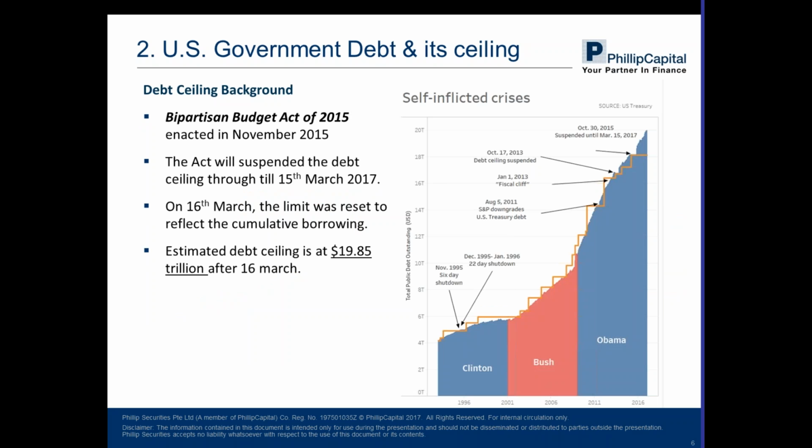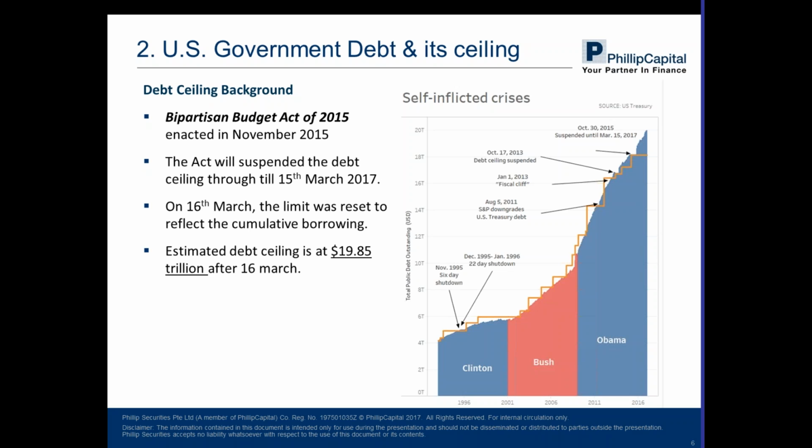So if we bring our attention to the debt ceiling that happened over last week, on the 15th of March, that was the deadline set for the Bipartisan Budget Act. Just to give you a bit of background, the Bipartisan Budget Act of 2015 was enacted in November 2015 by the Obama administration. Essentially, it suspended the debt ceiling through the 15th of March, which happens to be last Wednesday. So as of the 15th of March, the debt ceiling gets reinstated at whatever the current debt is, estimated to be about 19.85 trillion, to be a bit more exact.